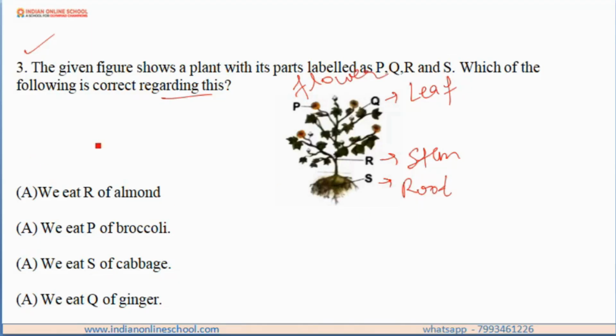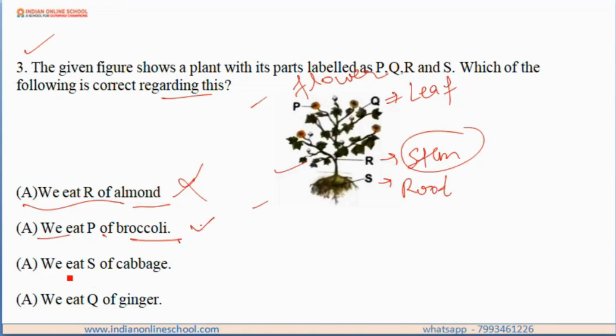Now check the options. We eat R of almond. What is R here? Stem. Do we eat a stem of almond? No, we eat seed of almond. Next option, we eat P of broccoli. Have you eaten broccoli ever? Yes. So what part do you eat of broccoli? Is it a root, stem, leaf or flower? Flower. Yes. Very good. So we eat P of broccoli.